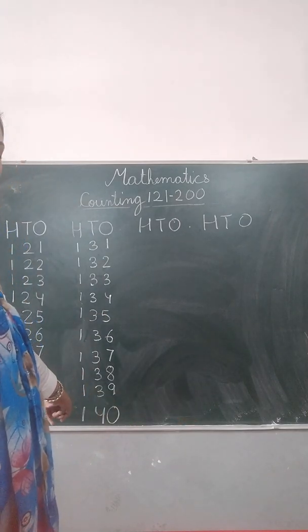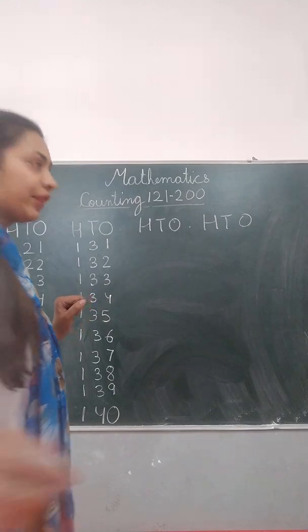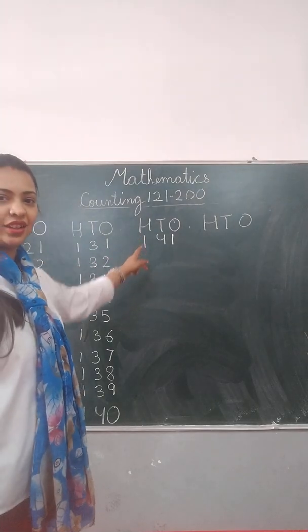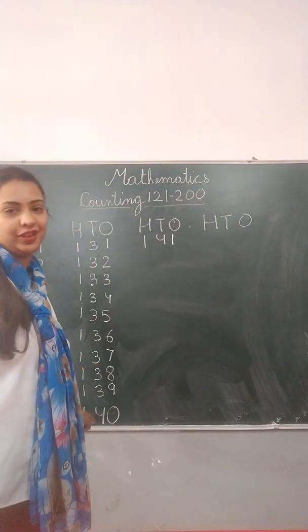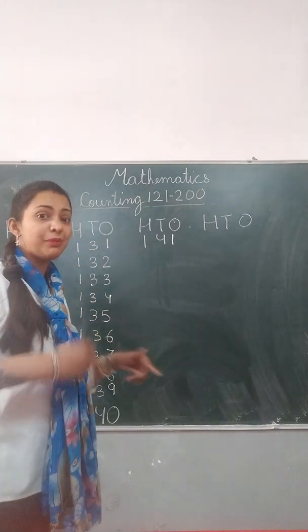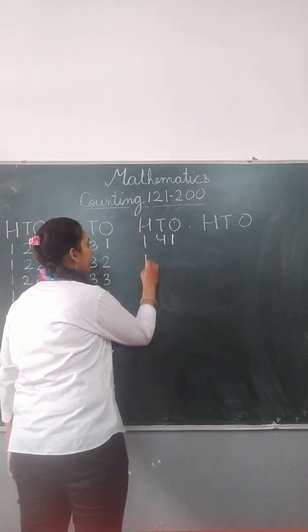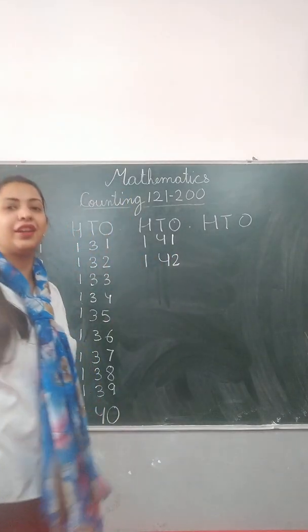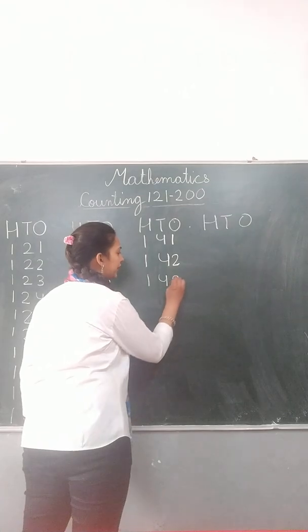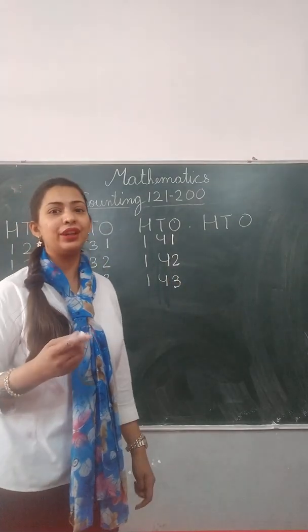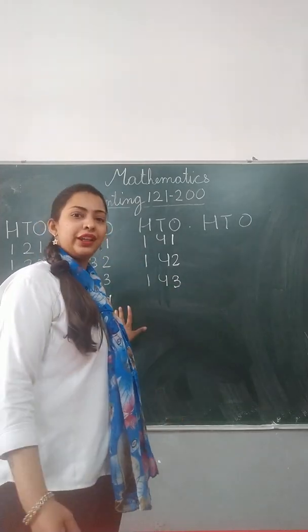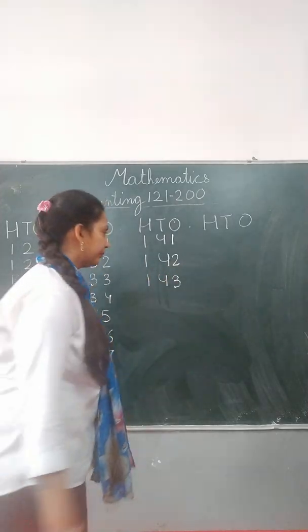Right now I am on 140. In my next box, what should I write? I will be writing 141, because 141 is the number that comes after 140. After 141, the next number will be 142. Similarly, I can continue writing my numbers. 143. As I am speaking the numbers loudly, I am very confident about what I am writing. So I would request you all, when you are doing your maths counting, please speak your numbers loudly.